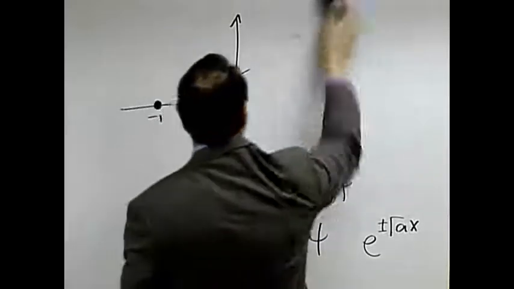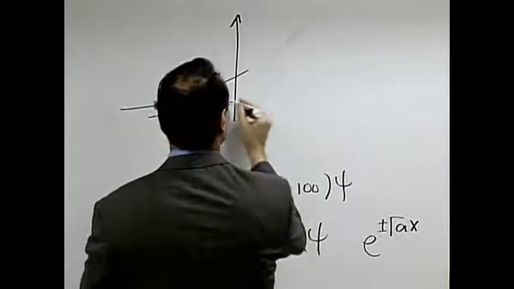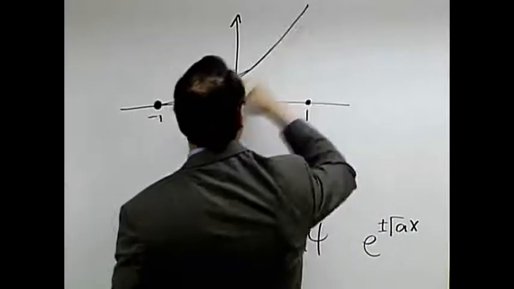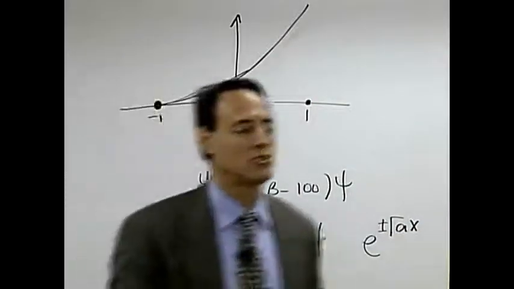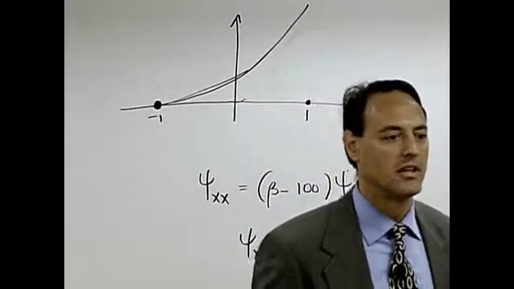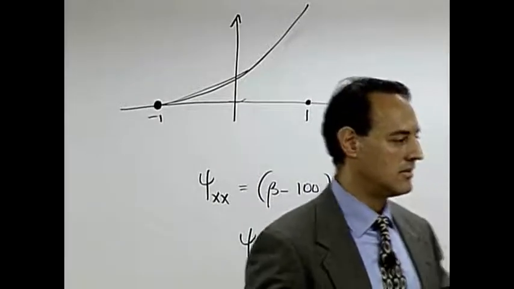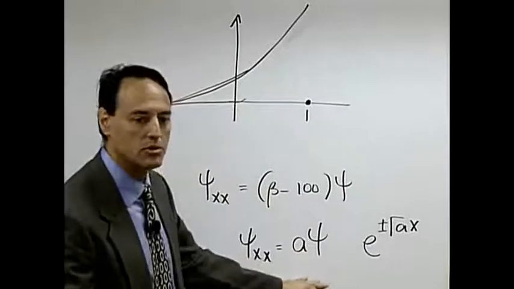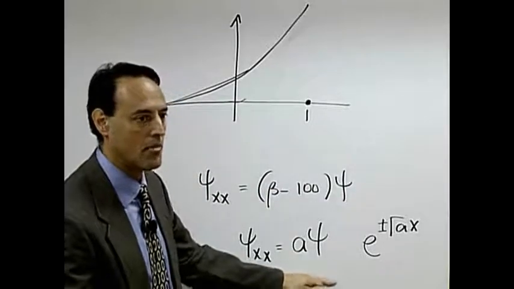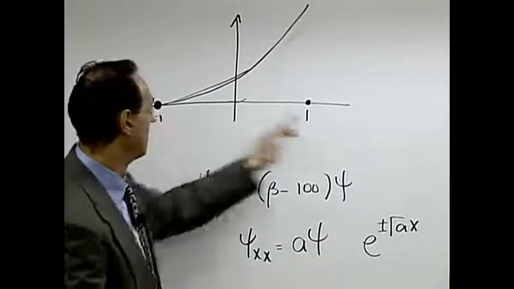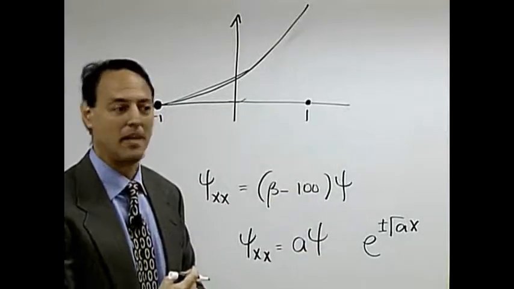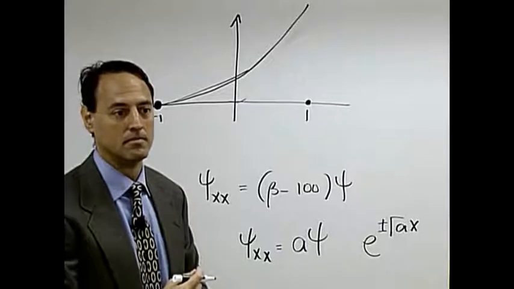But if you actually try to be reasonable at drawing and mathematically correct, there's no way an exponential takes turns. Exponentials don't take turns. They just go to infinity, or they go to 0. Okay? There's no way these solutions could ever meet our boundary conditions. So, what does that tell us? It tells us that beta better not be bigger than 100. Right?